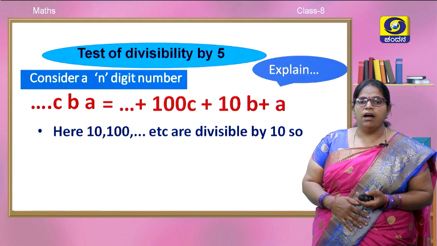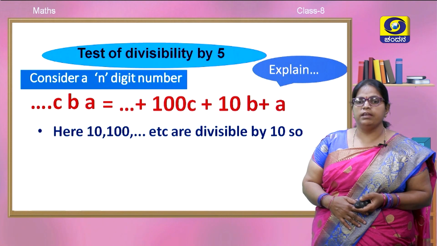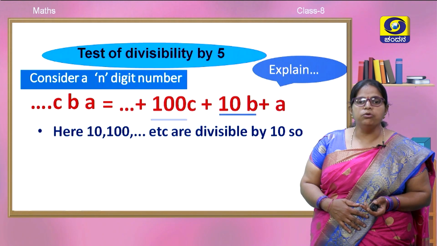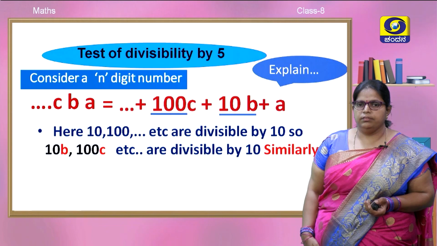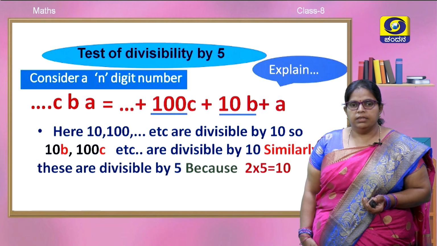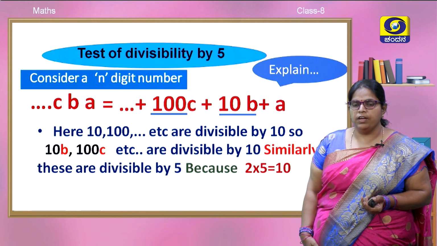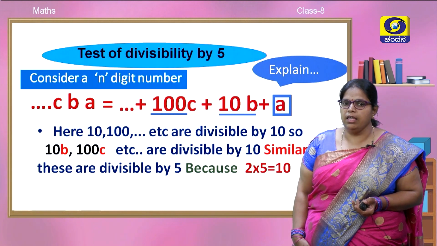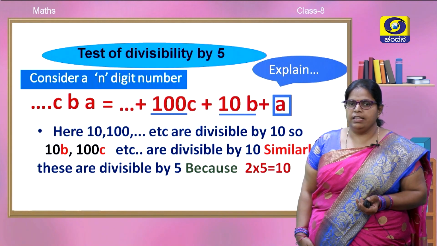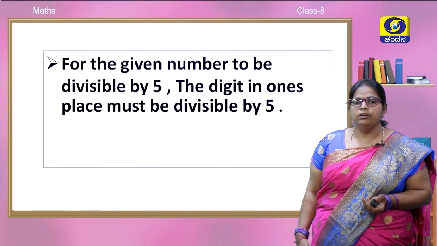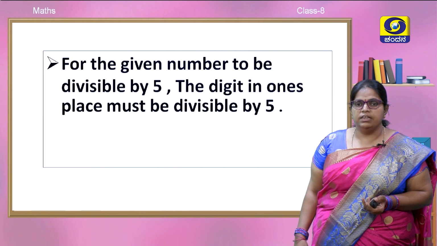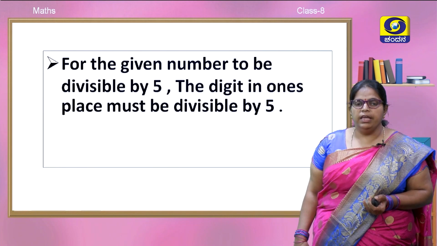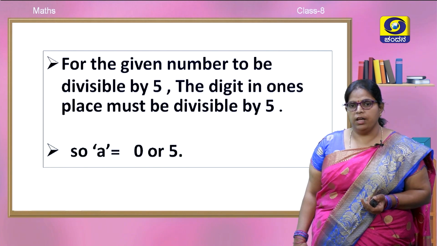Here 10, 100, etc. are divisible by 10. So, here 10B, 100C are also divisible by 10. Similarly, these are divisible by 5 because 2 5s are 10. Now, the remaining term is, yes, you are right, it is A, the digit of ones place, isn't it? For the given number to be divisible by 5, the digit in ones place must be divisible by 5. Therefore, A can take the value 0 or 5.